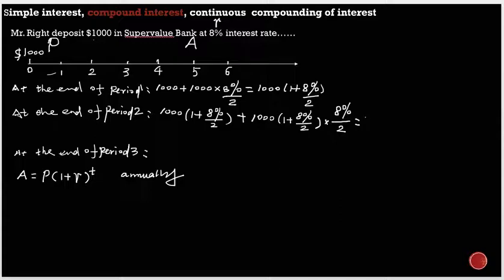Take this out, 1,000 times. Taking 1 plus 8% over 2 out, the leftover we have 1 plus 8% over 2. So actually we have 2 of this, so it is to the second power.